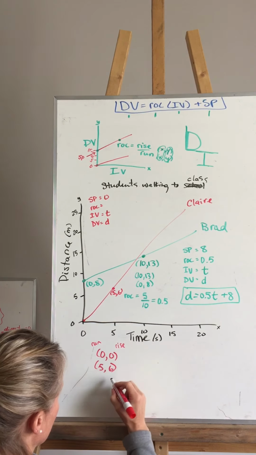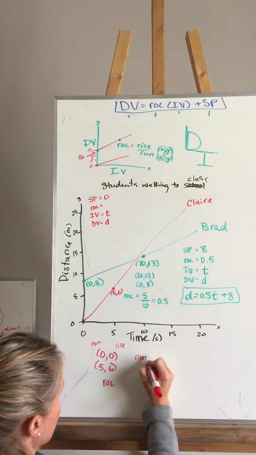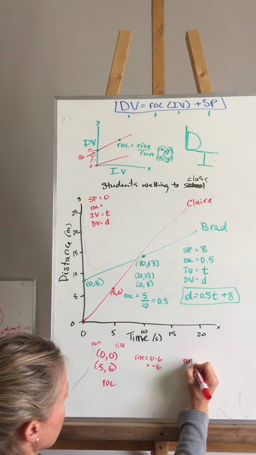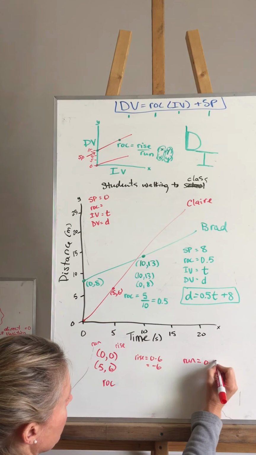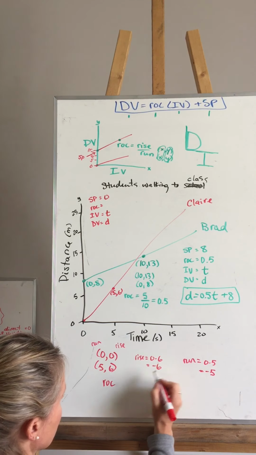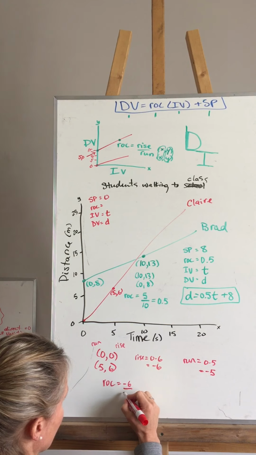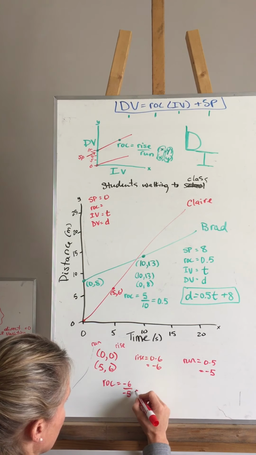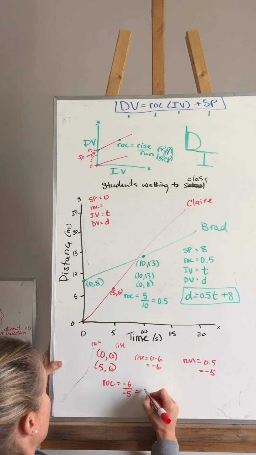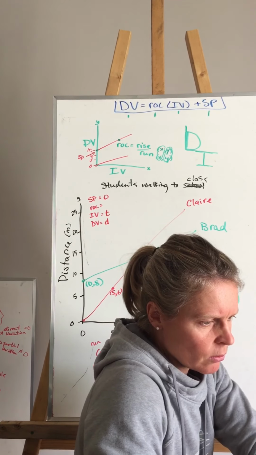So 0 minus 6, that's negative 6. So my rise is equal to 0 minus 6, which is negative 6, and my run is equal to 0 minus 5, which is negative 5. So my rate of change is going to be equal to my rise divided by run, so negative 6 divided by negative 5, that's going to give me positive 1.2, I believe, 1.2. But let's double check.